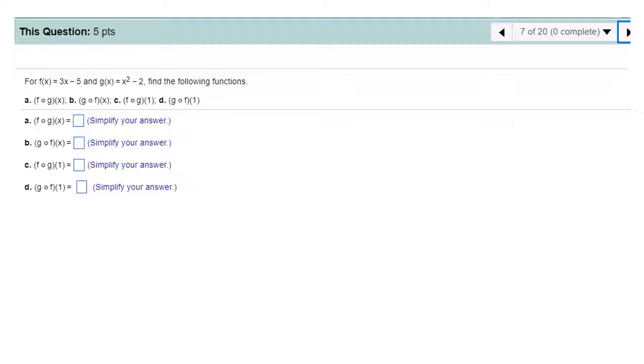Now in this question, you will not have a multiple choice, but you'll need to work out each part. Part A is f of g of x. That is the composite function. That literally means we take g of x and we substitute it inside of the f of x. So I'm going to take the g of x, which would be these terms, x squared minus 2, and I'm going to plug that inside the f of x.